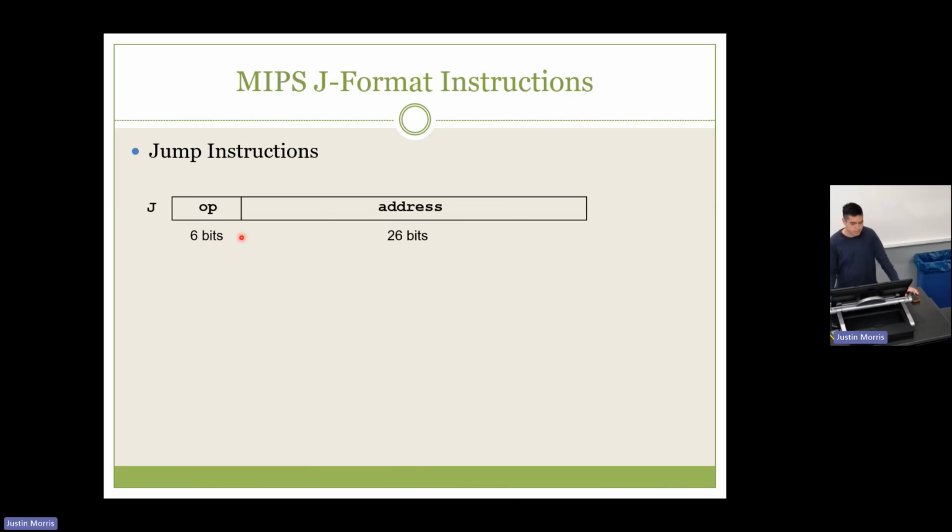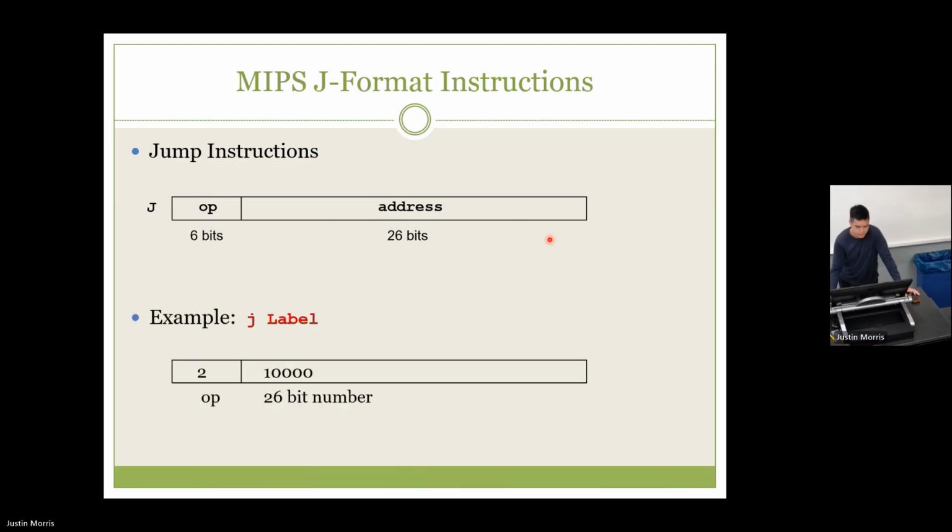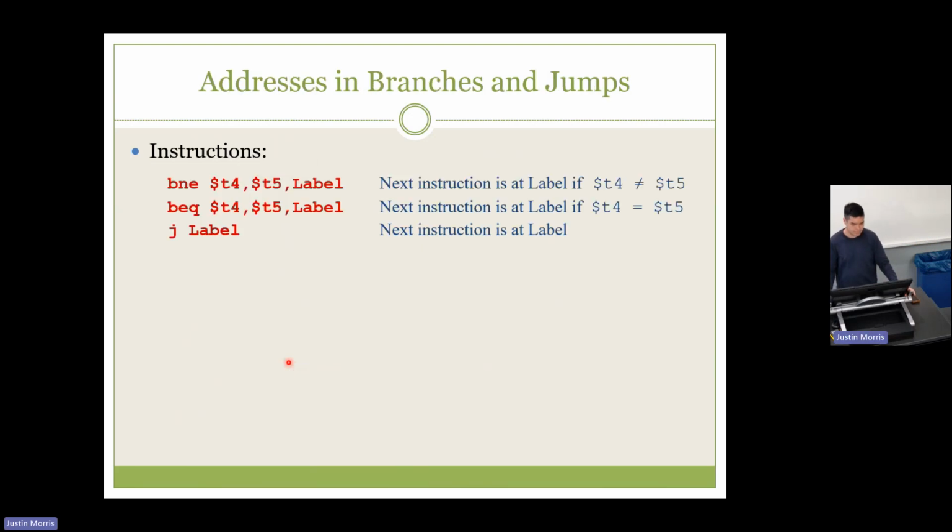Okay. So the other format is J-type, which is for jumps. The opcode tells us that it's a jump, and the 26 bits are for the address. So here's your example. The opcode is 2, and we are just using a very small amount of the 26 bits. But this would just be extended with zeros.